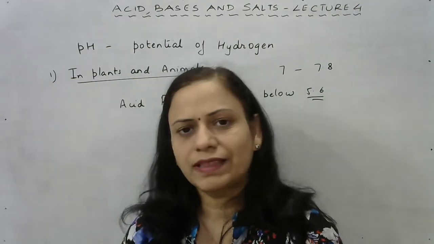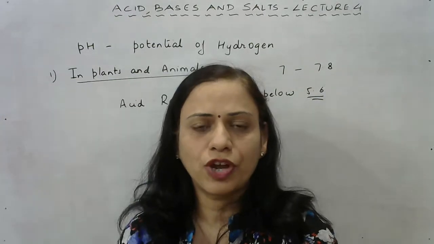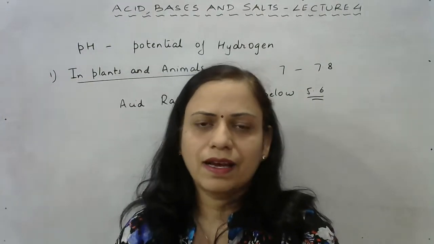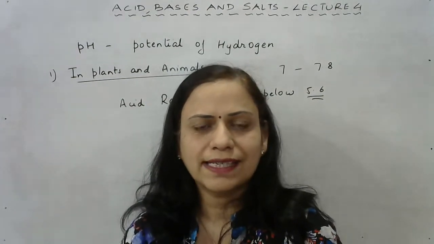Similarly, when this rain falls on soil, it also changes the pH of the soil. So it affects the fertility of the soil also. So that is why again it is considered to be harmful. So these are the reasons why acid rain is harmful.